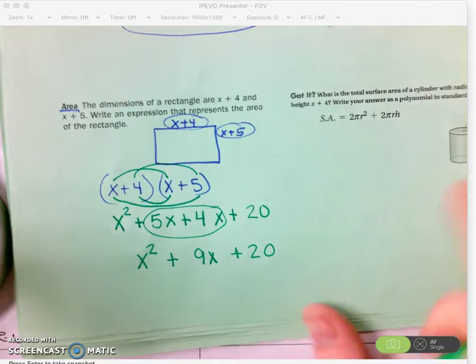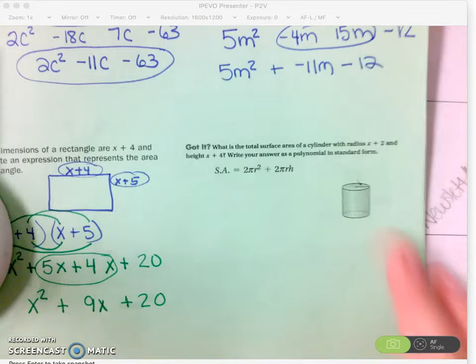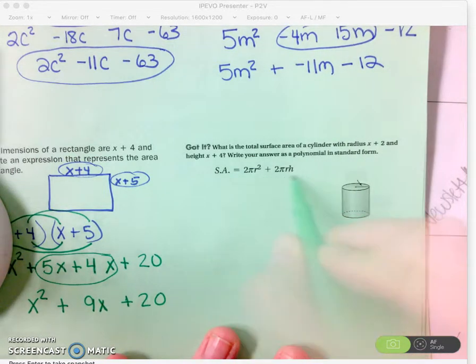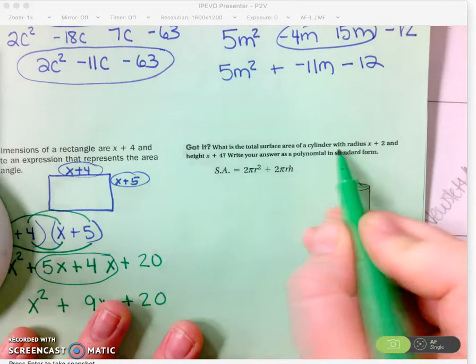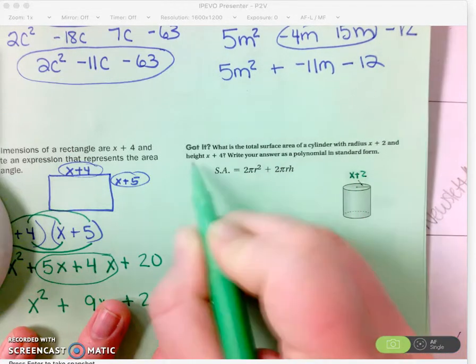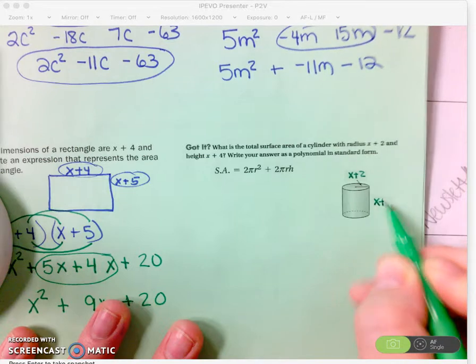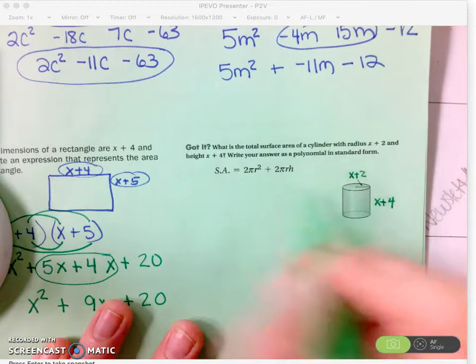Alright, and then what is the total surface area? Well, this should be fun. Surface area is found by doing 2 pi r squared plus 2 pi r h. Okay, so first it gives us that the radius is x plus 2, and the height right here would be x plus 4. And we're going to put all that into here.